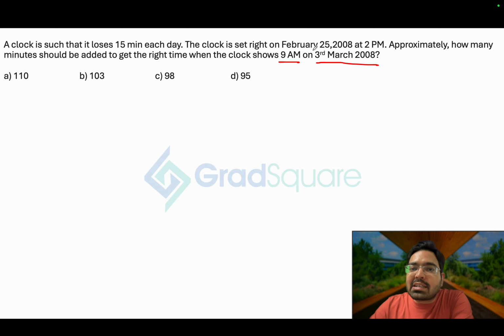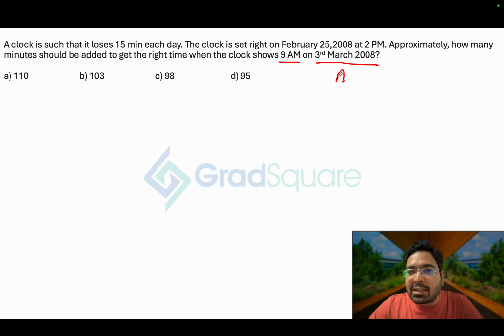So it is starting with 25th February 2008 and 2 p.m. So 26th February 2008 2 p.m. will be actual 24 hours and it would have lost 15 minutes. So if you look at this from 25th to 26, 27, 28, this will have 29 also, as it is a leap year, 1st and 2nd. I'm not going to 3rd March. I'm only going to 2nd March. Why? Because 3rd March 2 p.m. has not happened, right? So 2nd March 2008 2 p.m.